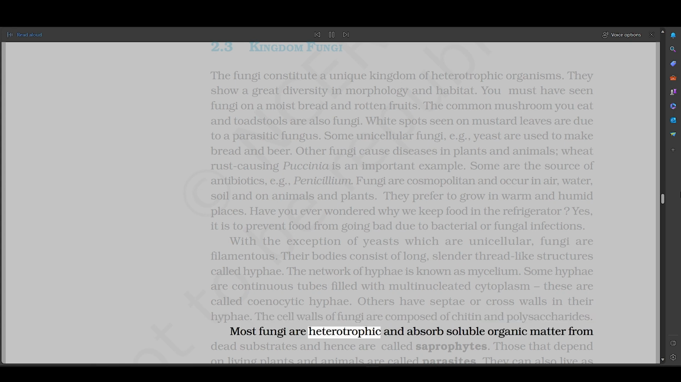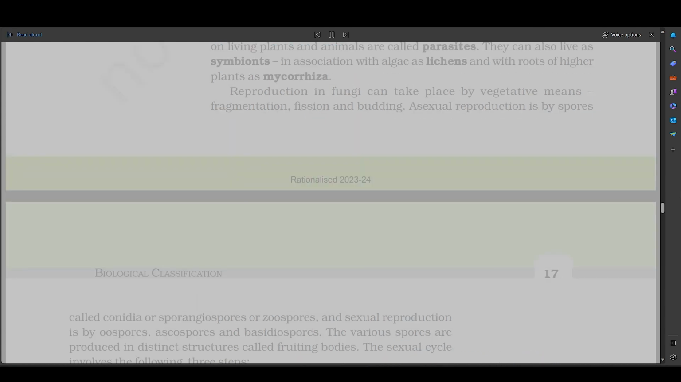Most fungi are heterotrophic and absorb soluble organic matter from dead substrates and hence are called saprotrophic. Those that depend on living plants and animals are called parasites. They can also live as symbionts, in association with algae as lichens and with roots of higher plants as mycorrhiza. Reproduction in fungi can take place by vegetative means: fragmentation, fission, and budding. Asexual reproduction is by spores, called conidia or sporangiospores or zoospores, and sexual reproduction is by oospores, ascospores, and basidiospores.